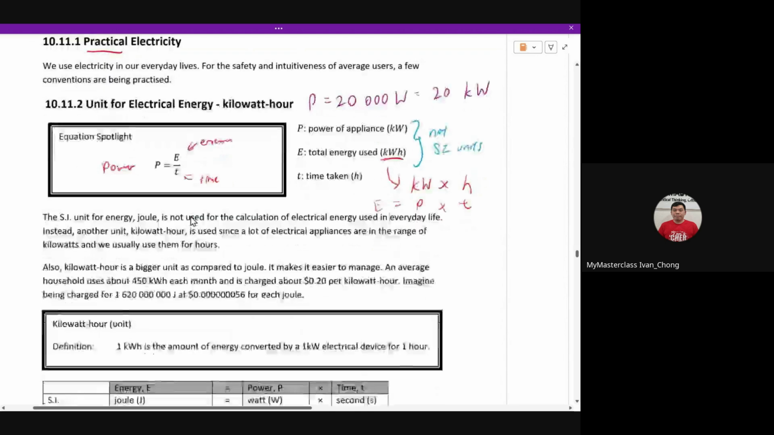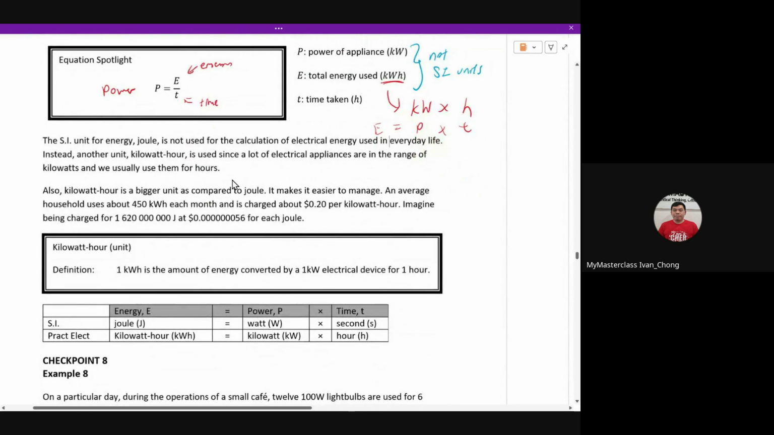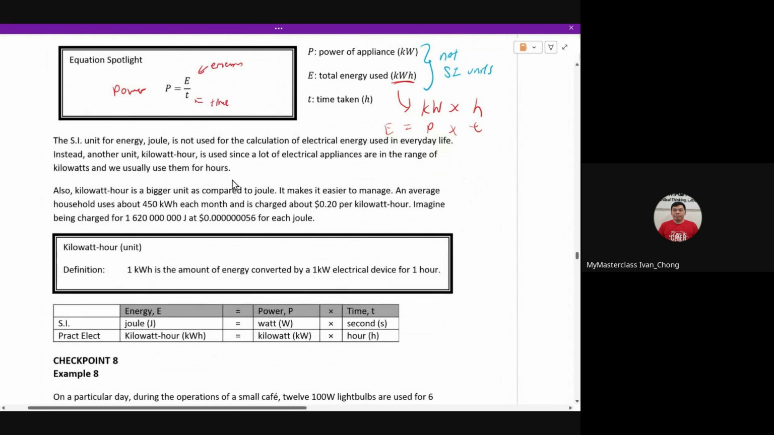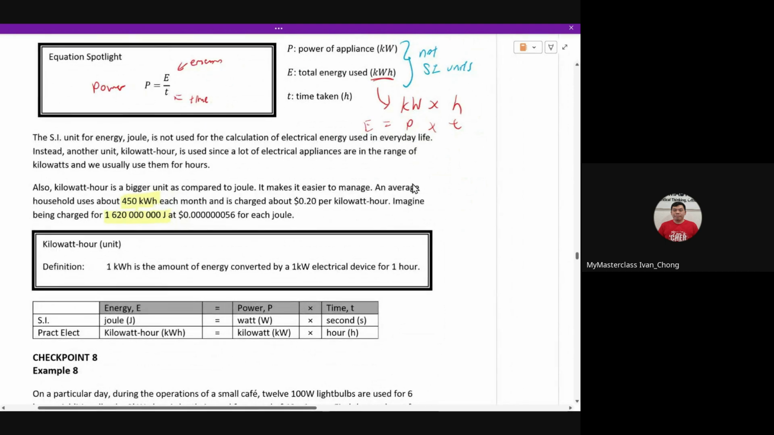Now, why we don't use joules, which is the SI unit for energy, is because if you actually go and calculate the amount of electricity that we use in joules, the number is going to be super duper big. For example, 450 kilowatt hours is going to be 1,620,000,000 joules. Can you just imagine your parents, if they open up your electric bill and it says a few billions of energy that you used, you'll cry. So do take note about this.